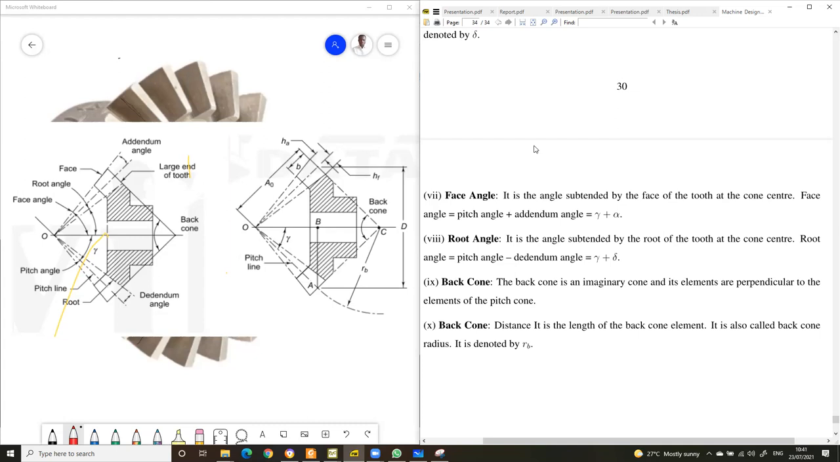So the pitch angle is this angle made by the pitch line and this line here, gamma. And then the addendum angle is this small angle here. So the addition of the two gives us the face angle.